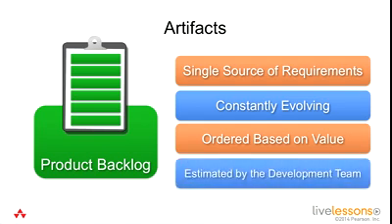The product backlog is also estimated by the development team. In a lot of command and control structures, you'll often see management or experts coming in and providing their estimates, but these are not the estimates of the people who actually do the work. We want to make sure the people actually on the ground doing the work are providing the estimates for these backlog items.